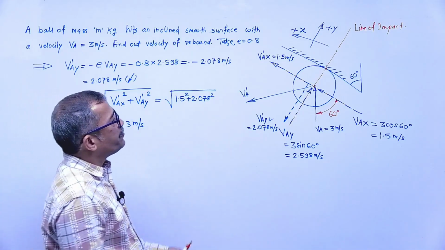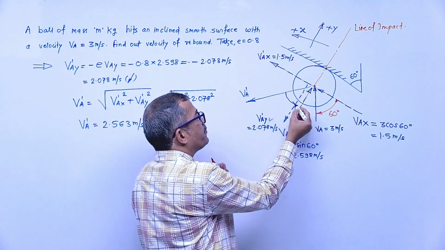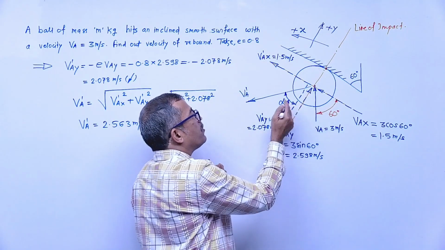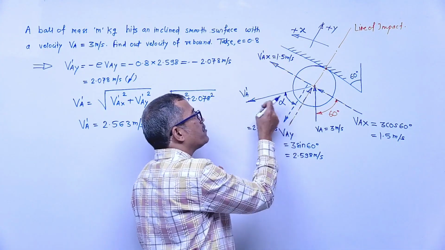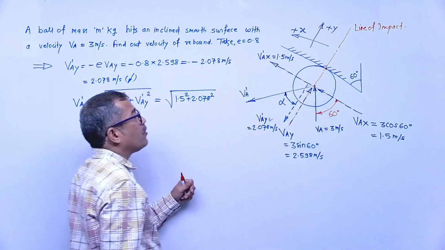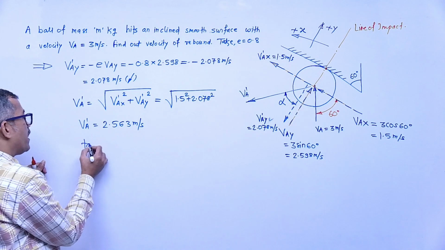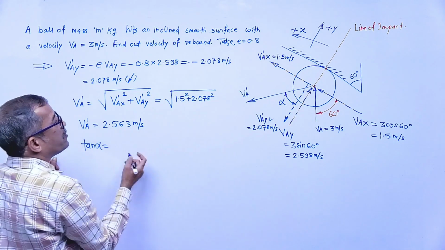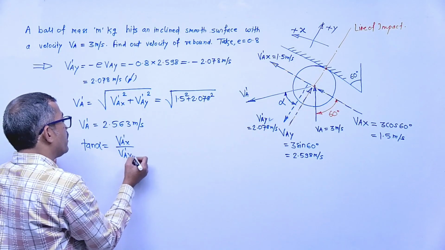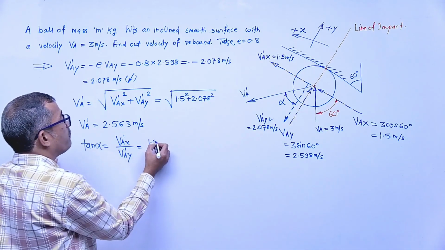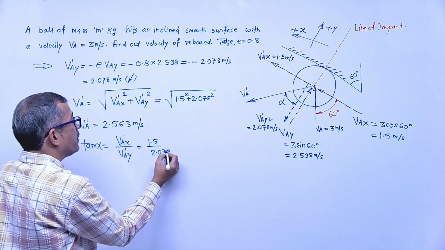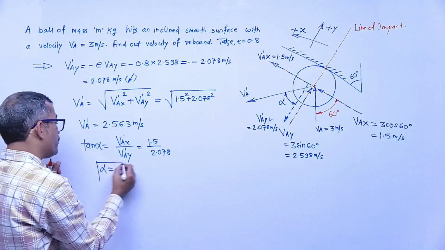Now the inclination. You may find this angle or the other angle. If I find this angle alpha, then tan of this angle is opposite upon adjacent. Opposite is this one, X, and the other one is Y. So tan alpha equals Va dash x upon Va dash y. Va dash x is 1.5 and Va dash y is 2.078. Taking tan inverse, we will get the inclination.